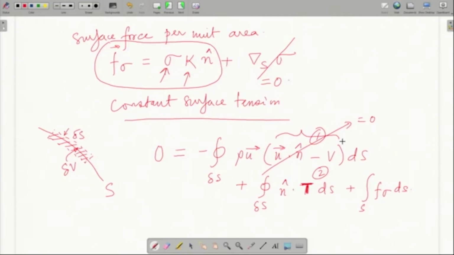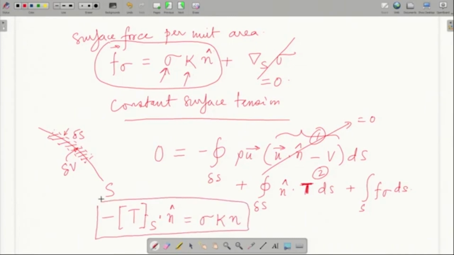Now, we can show that by rearranging the remaining terms, this can be written as the jump kind of nomenclature that we explained last time. And just to keep it simple, we are writing it by assuming constant surface tension. So, this is essentially the form, and this equation now has to be split into normal and tangential stress condition.